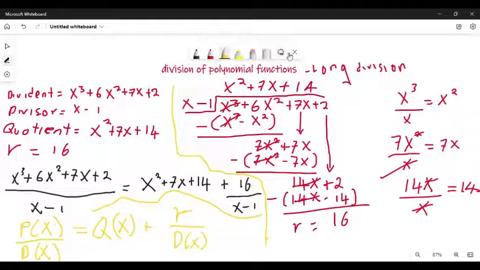Alright, so allow me to wrap this. Use my eraser.